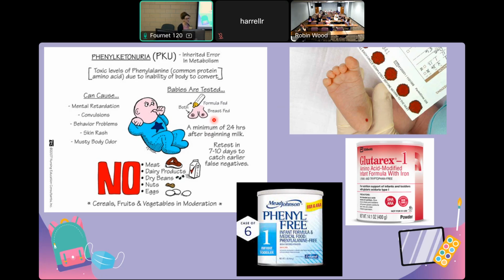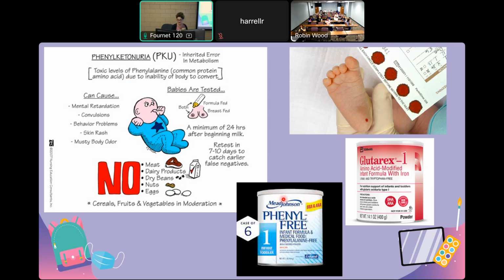That's specialized formula. You can see this picture here is phenylalanine free, because phenylalanine is an amino acid that builds up to toxic levels in the brain. Our body normally deals with it, converts it to something else, and then eliminates it from our body. But in PKU, they lack the enzyme to do that, so it builds up to toxic levels and can cause all these issues.